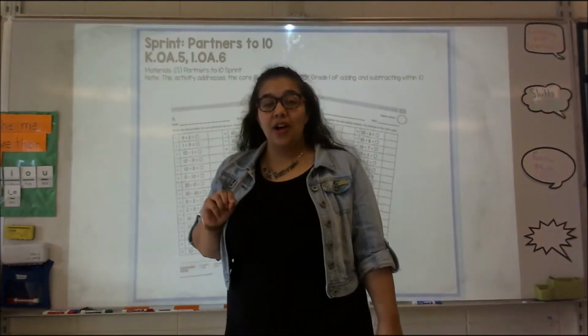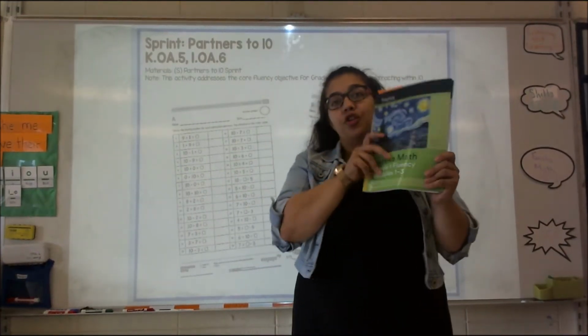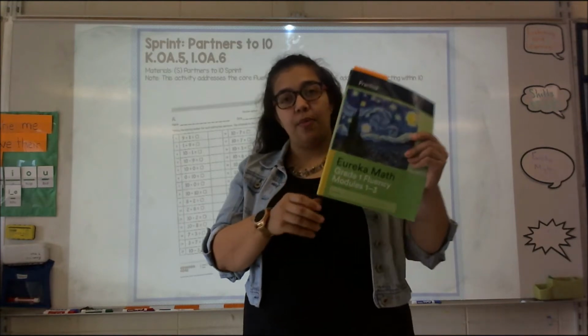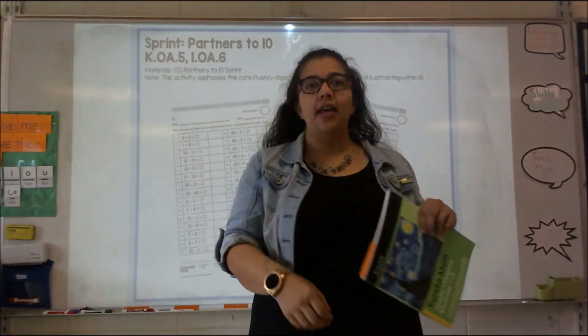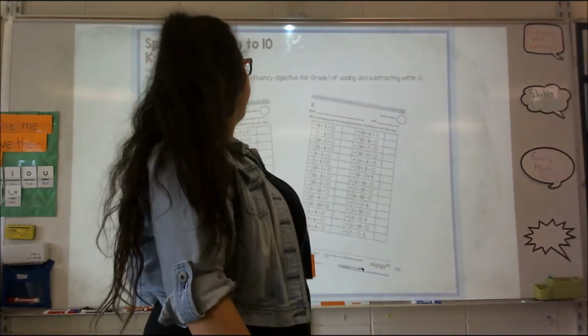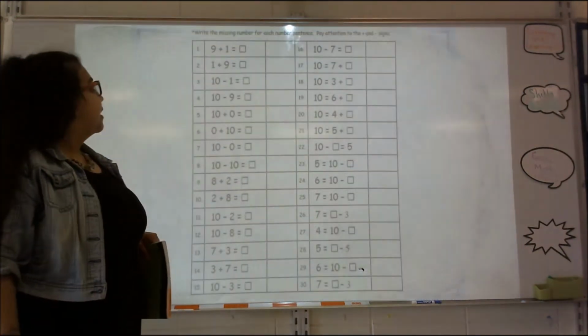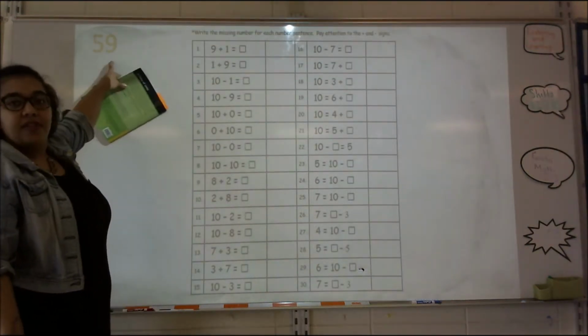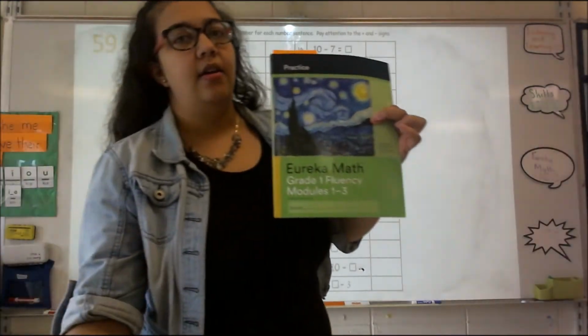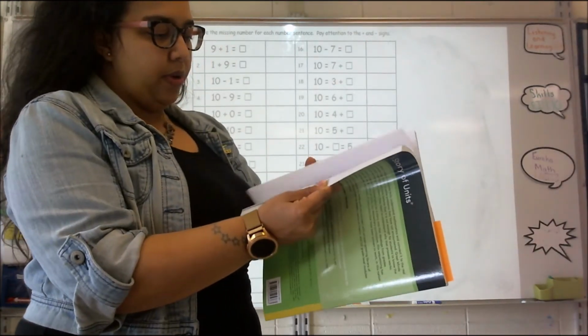All right, guys, so here we are, lesson 37. We're going to start our fluency activity with our practice book, Starry Night. It is a sprint. We're looking at partners to 10. It is on page number 59 in this book here. So go ahead and open your book.